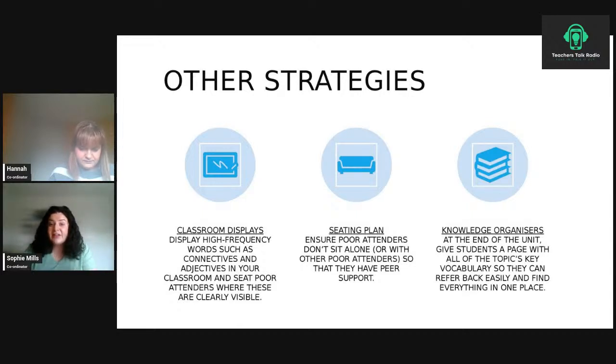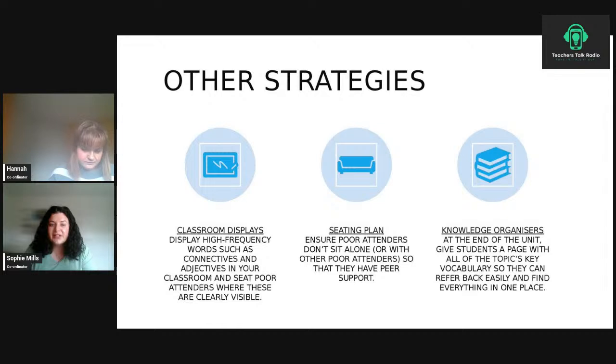Secondly, think carefully about your seating plan. Students who are often absent should not sit on their own at the back, although I know for lots of my frequently absent students, this is often what they would prefer. They also shouldn't sit with other students who are poor attenders as well. Sit them amongst students who are able to support them, the ones with the lovely organised books who I mentioned just now.